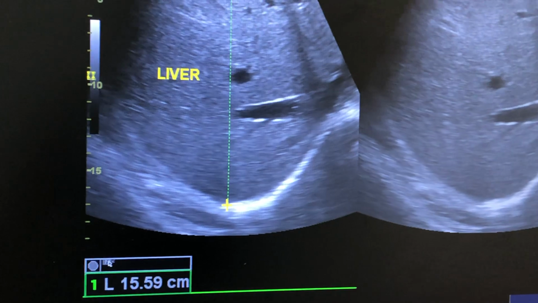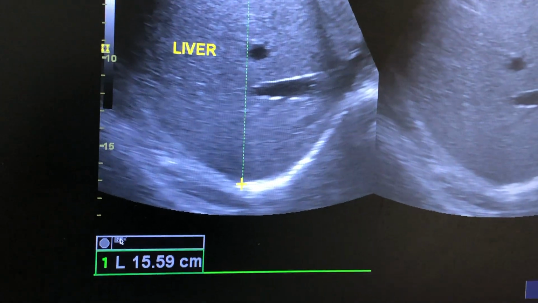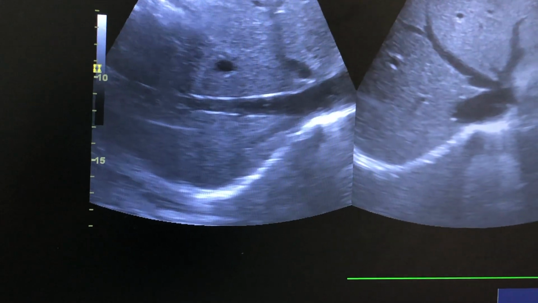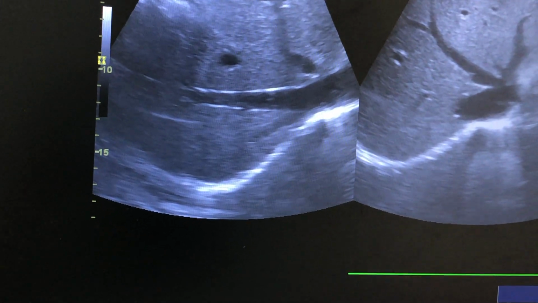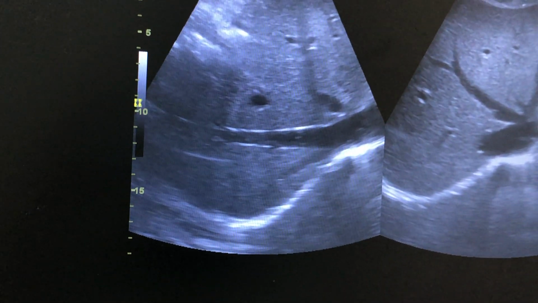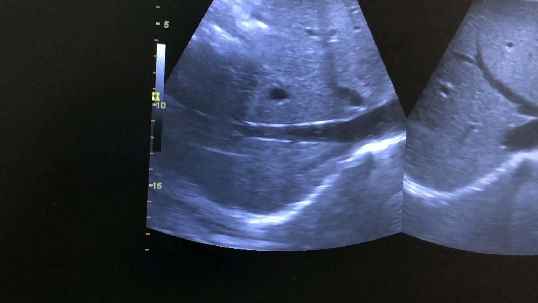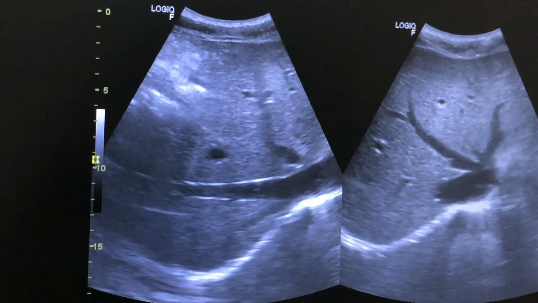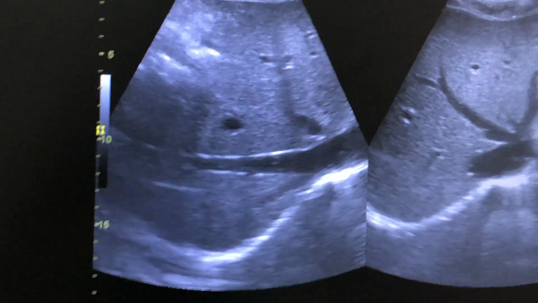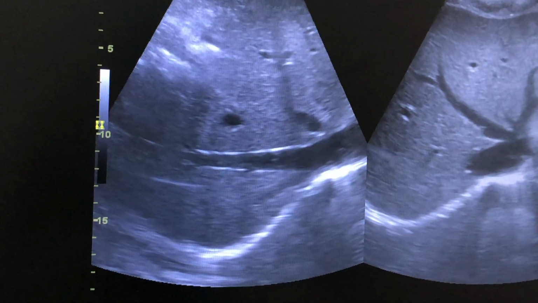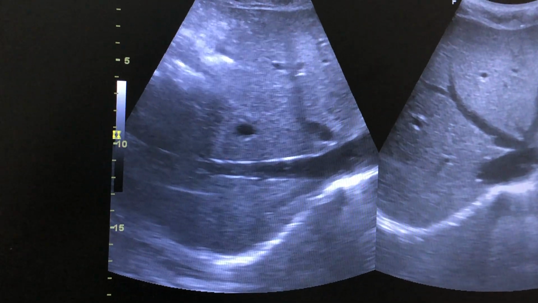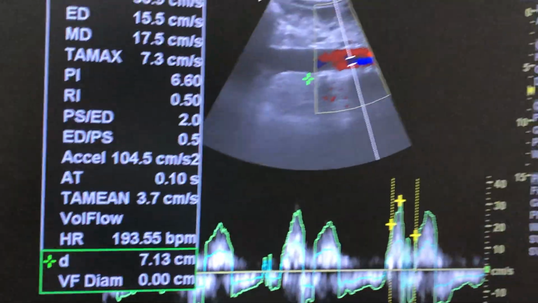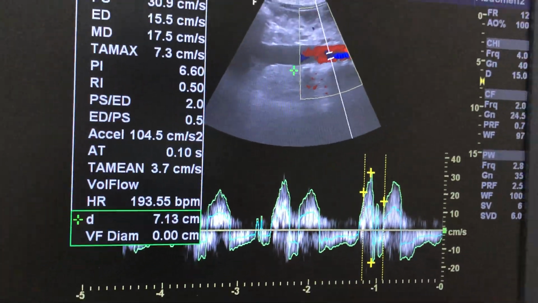Patient is around 55 kg. So according to the weight and body ratio and height, patient height is 5 foot 5 inch, 5.5 foot. So liver is quite enlarged. So it could be due to right side heart failure or something like that. This is the wave pattern of the IVC.